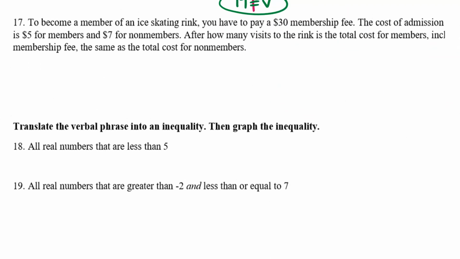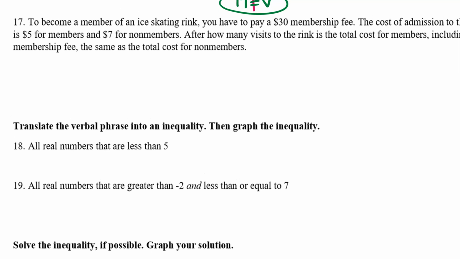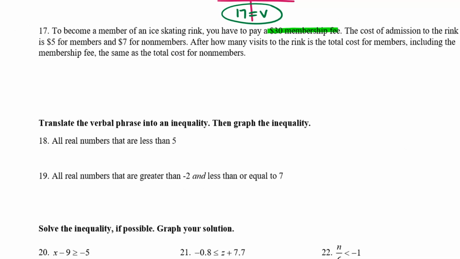Okay, word problems. To become a member of an ice skating rink, you have to pay a $30 membership fee. That's pretty important, so I'm going to highlight that. The cost of admission to the rink is $5 for members. Since I highlighted the $30 membership fee in green, I'm also going to highlight $5 in green because it goes with the same thing. And then $7 for non-members.